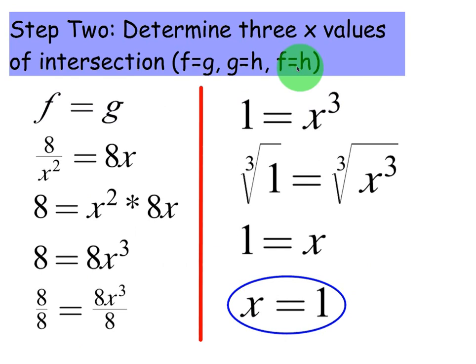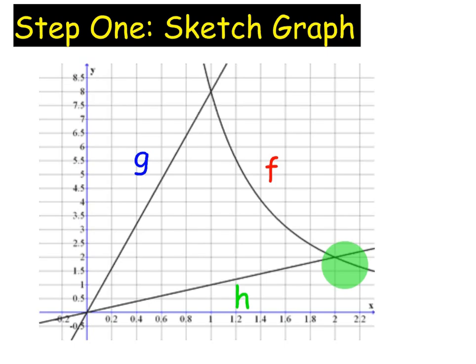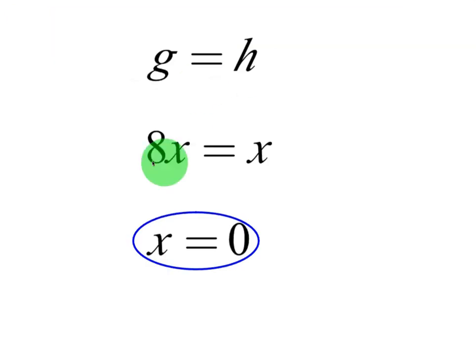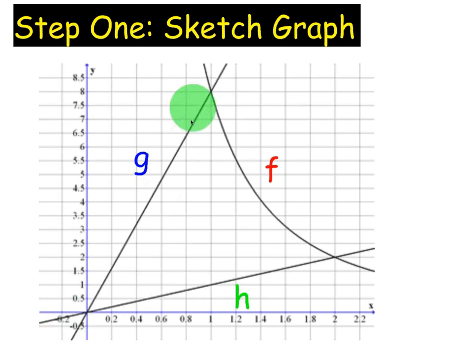So let's set each of these equal to each other. First we're going to set f equal to g, namely 8 over x squared equals 8x. Do some algebra and solve. We get x cubed equals 1, so x equals 1. So f and g cross at x equals 1, as we can see right here, where these two graphs meet at x equals 1. The next scenario, again, is where g equals h. We're going to set g equals h. 8x equals x, so x must be equal to 0. Again, it's confirmed graphically. We can see g and h cross each other at x equals 0.